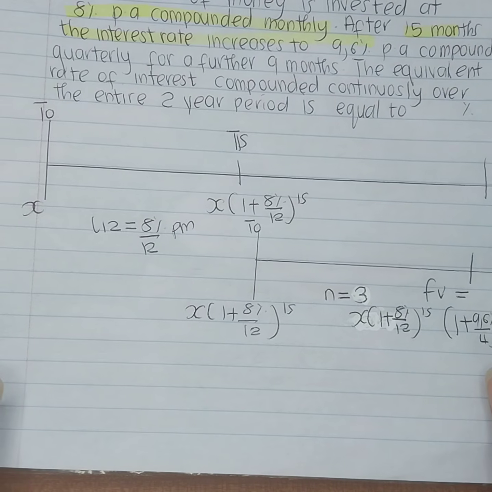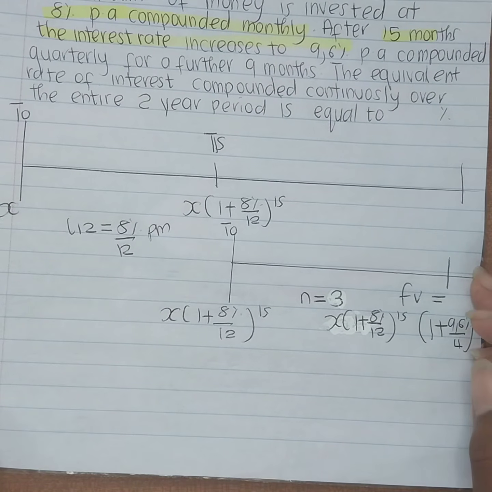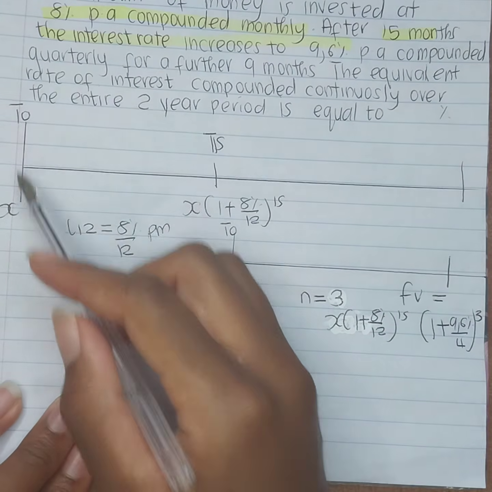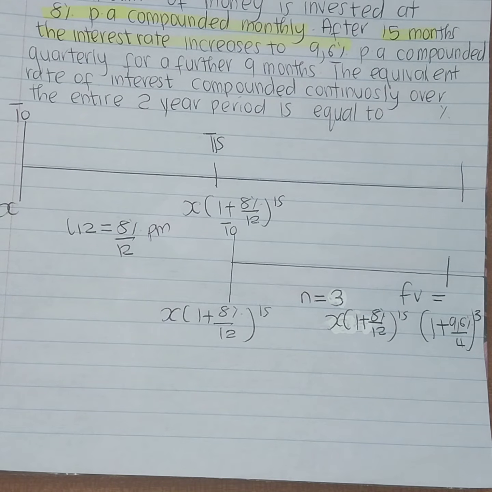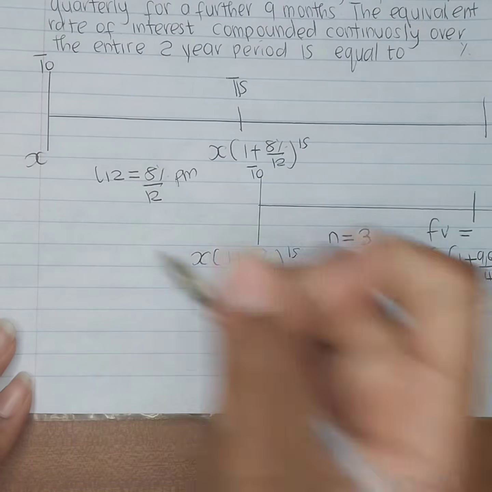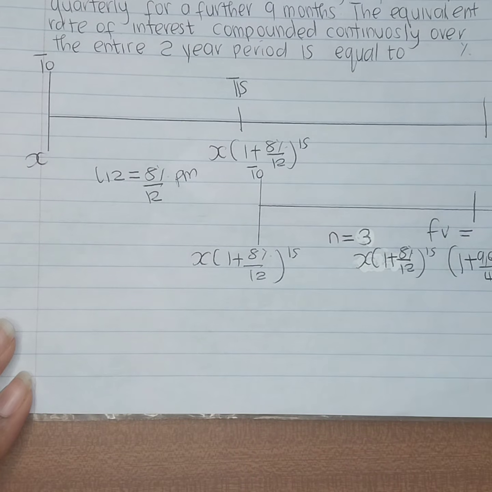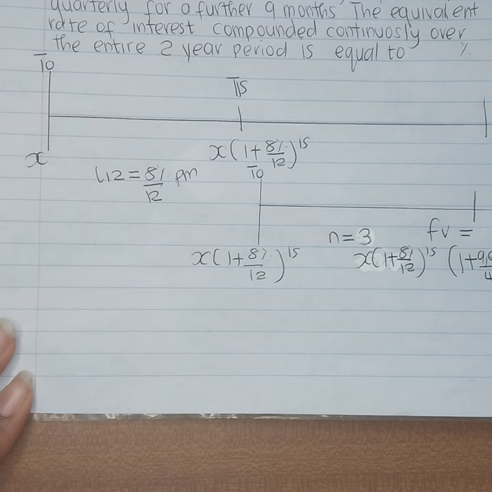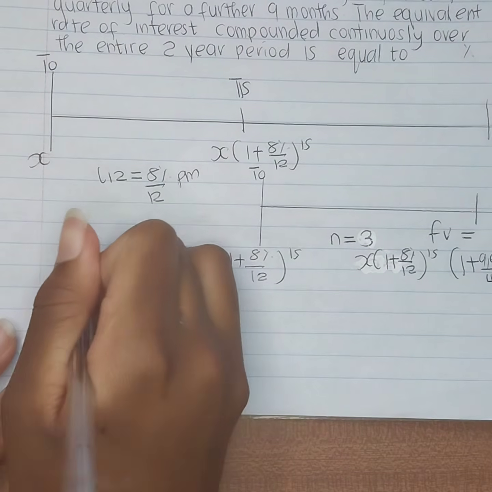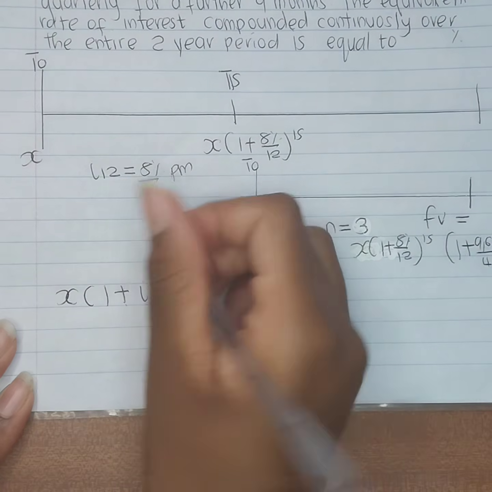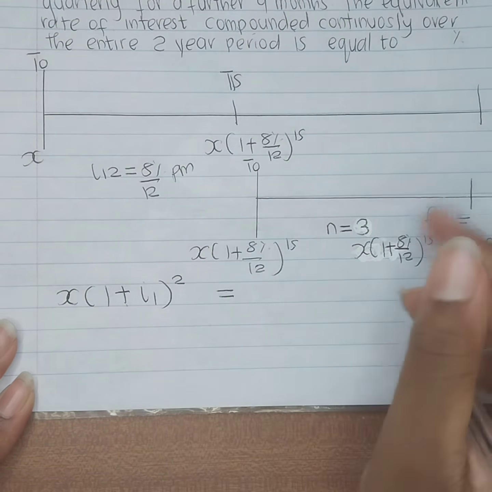So what the question is now asking is, what is the equivalent rate of interest compounded continuously over the entire 2-year period. So from T0 all the way to the end, what is my I? What you have to do is to say that if I compound this X for 2 years with an interest rate I1, it will give me this amount. So let's do that. If I compound X for 2 years, I will get whatever this whole amount is.